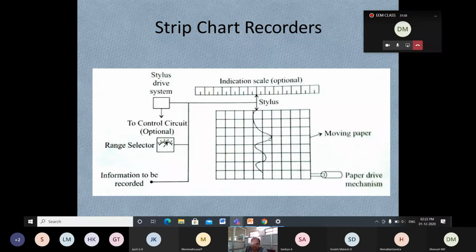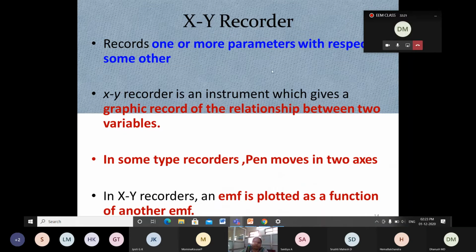It's giving the information based on the input that you are going to be displaying. That is how it is going to be recording the information. The graph sheet will be there. Just by observing this graph sheet, you can tell what the value is and at what time it is taken. This is about step chart recorders.